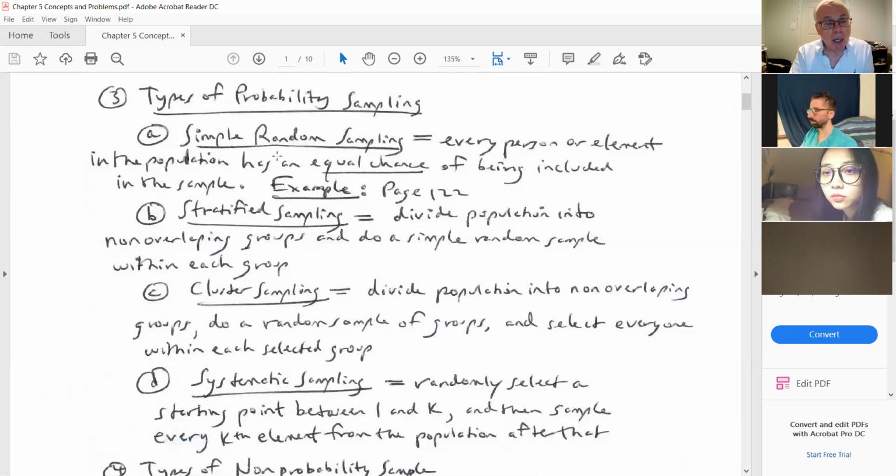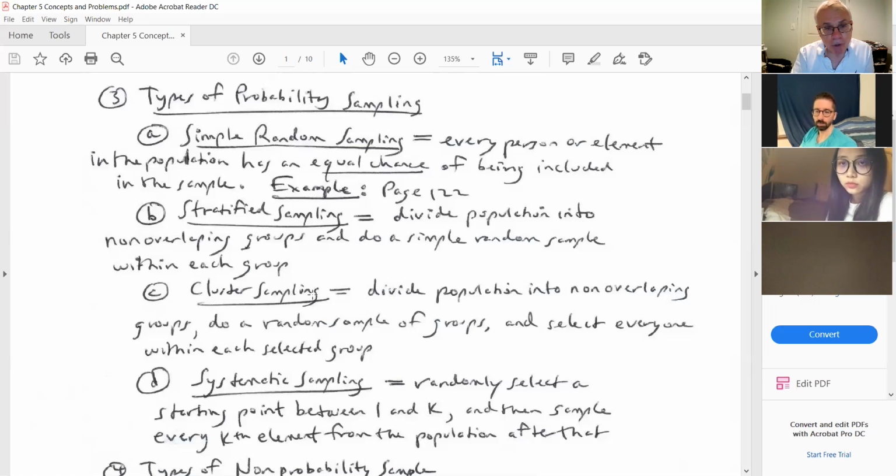Stratified sampling means we divide the population into non-overlapping groups. So everybody's in one group, and we do a simple random sample within each group. So every group is represented in the sample. And so we have group subtotals in our results, and we have the overall sample results too. Okay.